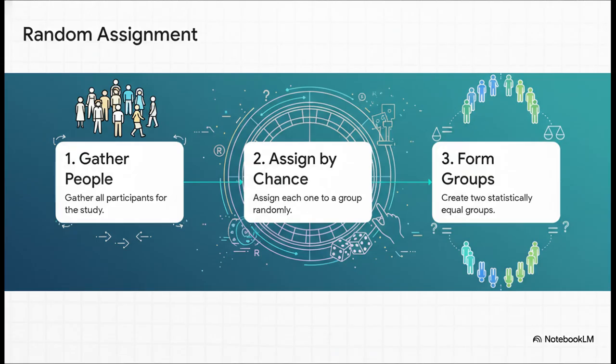So here's how it works. First, you get all your participants together in one big pool. Then, one by one, pure chance decides where they go. And here's the magic trick. By doing this, you create two groups that are, on average, the same. Statistically, they're equal before you've even done anything.